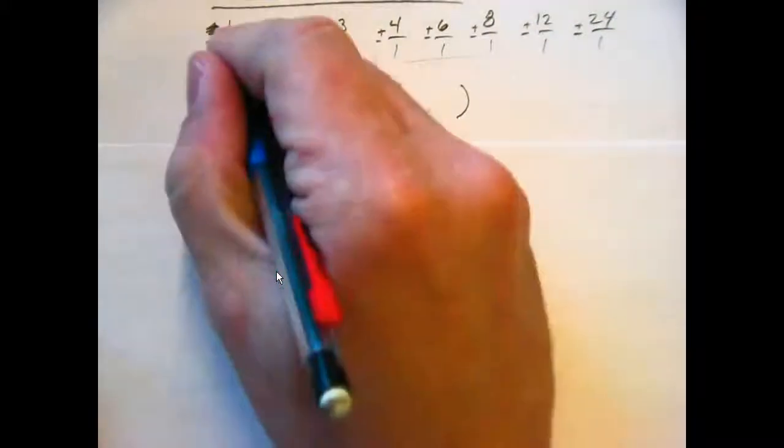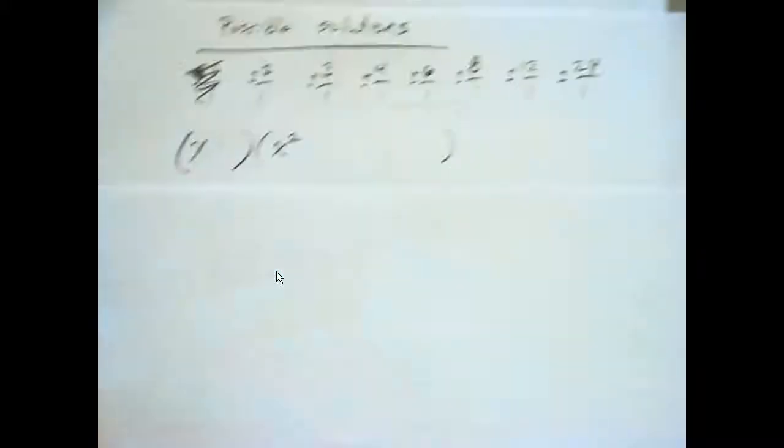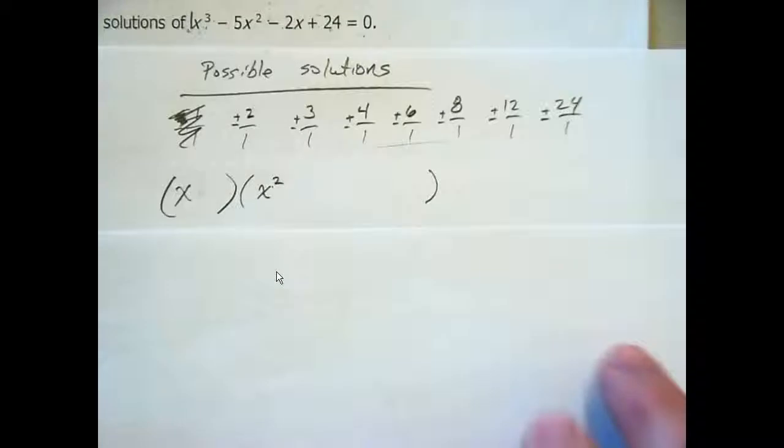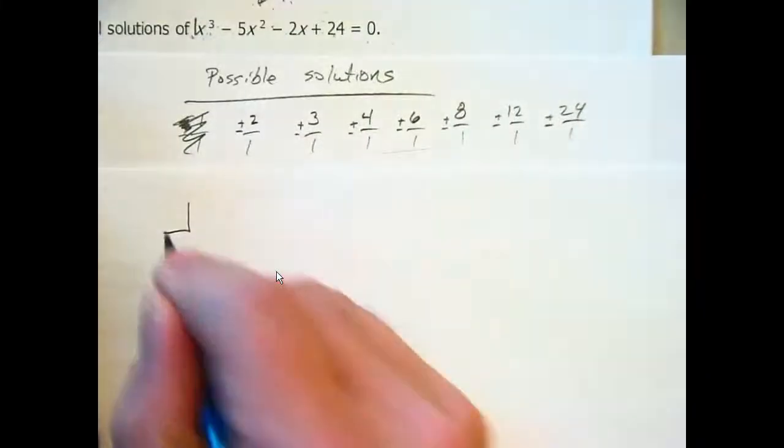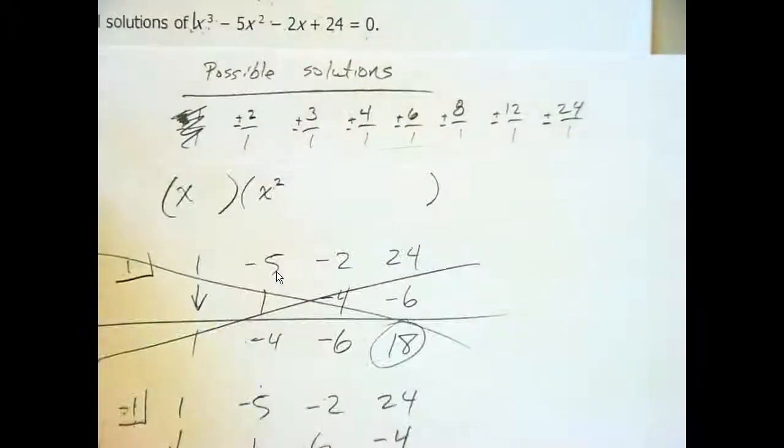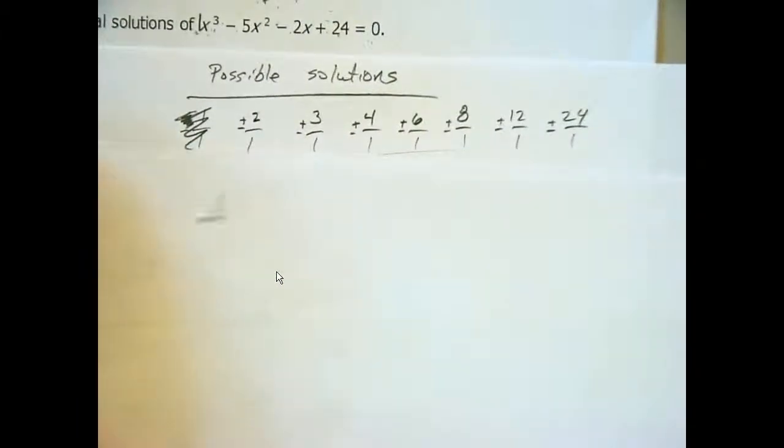It's bad when you have to get another piece of paper. I'm writing really big. So what's the next? -1 didn't work, so this one's done. None of those work. What's the next one I should test? +2. I like to test my negatives first, even though I tested positive here. Okay, I'm going to test -2.